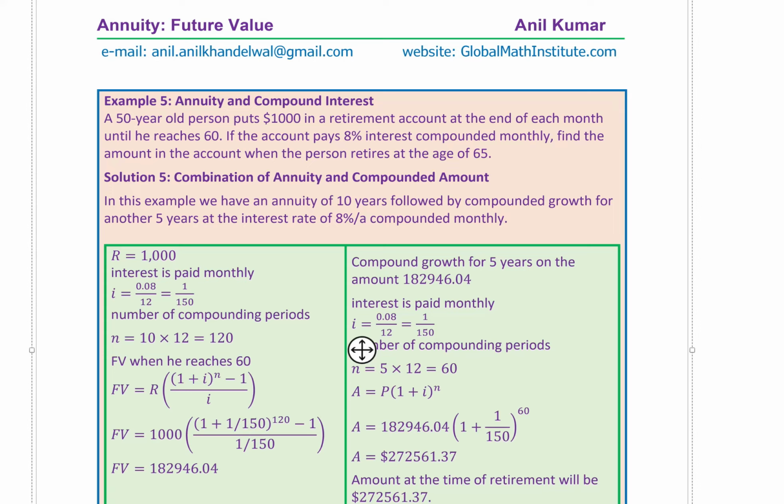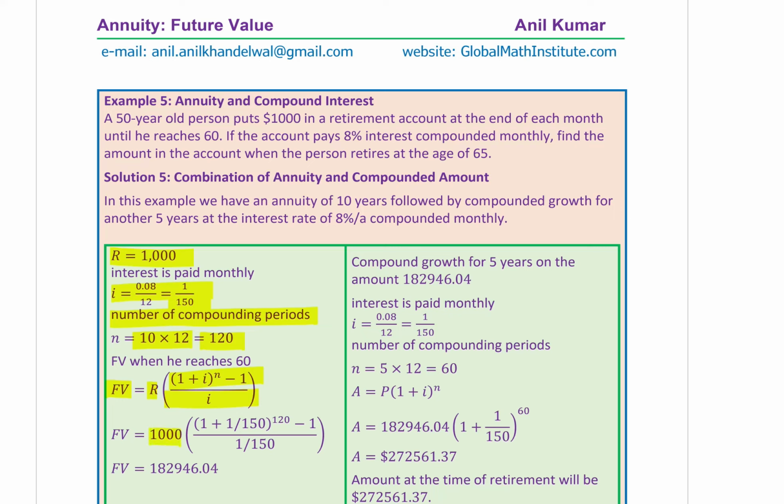So here is the solution. In this example, we have an annuity of 10 years followed by compounded growth for another 5 years at the interest rate of 8% per annum compounded monthly, correct? Initially, for those 10 years, we have R value as 1000, interest rate 8%, so 0.08 divided by 12, as the monthly period was 12. The number of compounding periods will be 12 times 10, which is 120. So the future value is, substitute the values in this particular formula, which we derived earlier from geometric sequence.